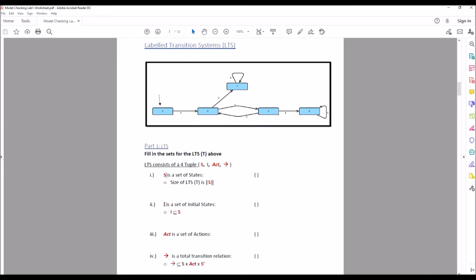I is a set of initial states. So I is where the label transition system will enter when starting. I will always be a subset of your set of states. So I is a subset of S. So essentially if you have an initial state, well, it has to be a state within the transition system itself. You can see it's denoted here by an arrow into the first state, which is 0 here. So I is a set initial state. In this label transition system T, it will be state 0.